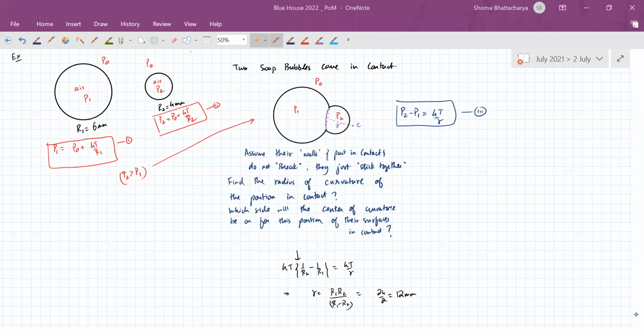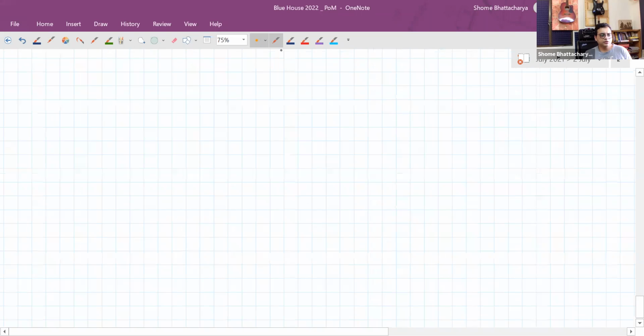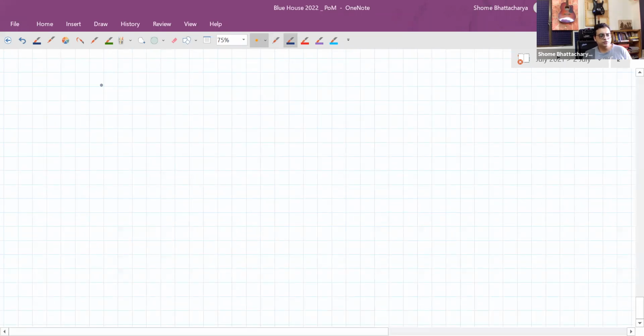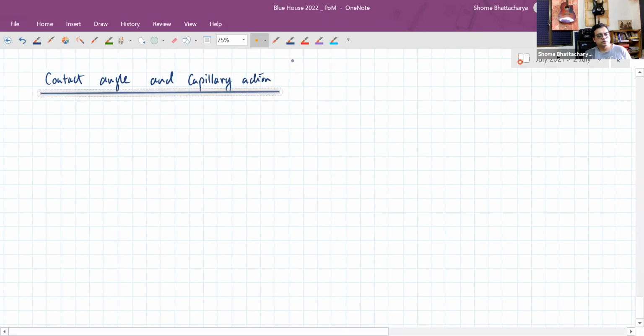Okay, so now we come to the final aspect of this chapter, surface tension. The concept of contact angle, and related to that, capillary action or capillary rise of a liquid. So let's start with contact angle. We generally denote it with the symbol theta c.